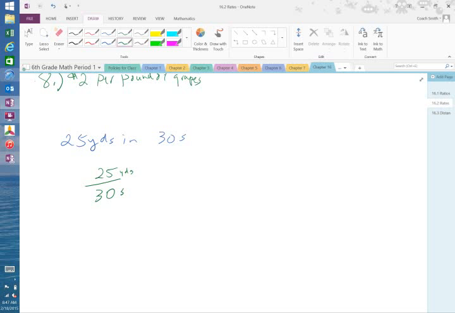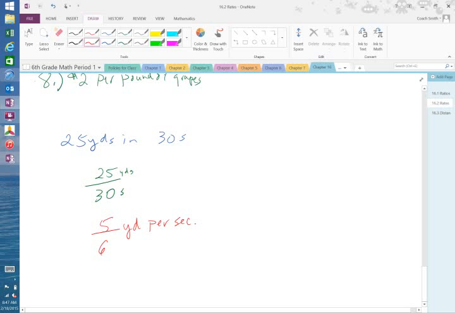Okay, I can reduce it by 5 because it's already a proper fraction, correct? We said earlier that rates can be expressed as proper fractions, not as improper fractions. So if I reduce this by 5, 5 goes into 25 how many times? 5 times. And that's 5 into 30? 6 times. So that's 5/6 yards per second.